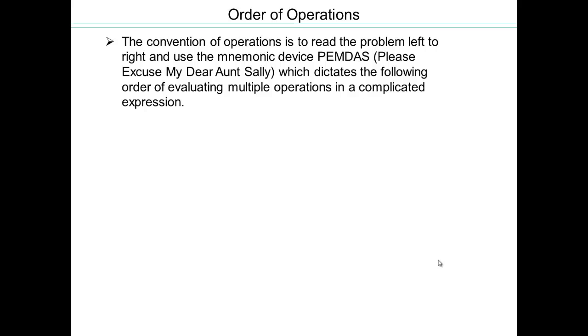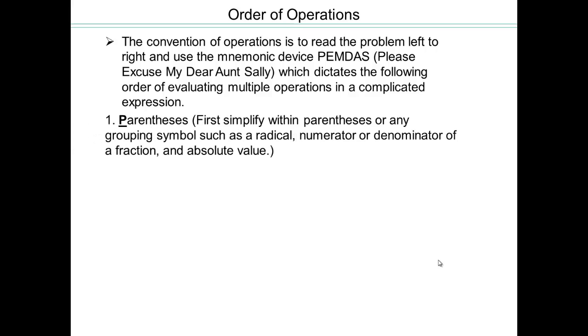The convention is to read the problem left to right and use the mnemonic device PEMDAS, which you can think of as "Please Excuse My Dear Aunt Sally," which dictates the order of evaluating multiple operations in a complicated expression. The P stands for parentheses first. Anytime you have parentheses, you first simplify everything within the parentheses. And that's not just the brackets you normally see, but it can include any grouping symbol, like the radical symbol, the numerator or denominator of a fraction, or absolute value.